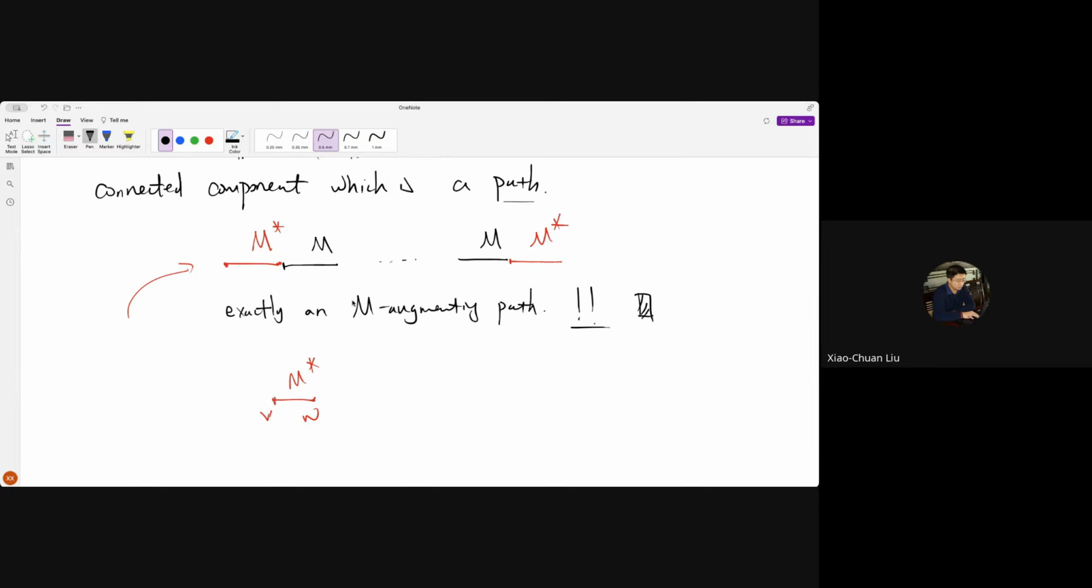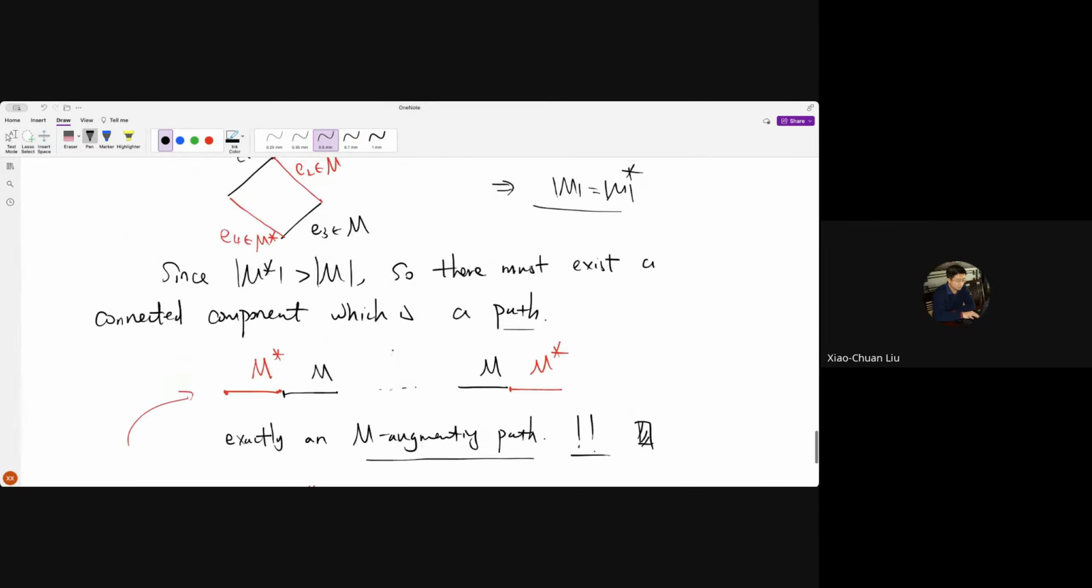So the path length is one, and then I change it. You can call this an M augmenting path because both V and W are not covered by M. Is it okay? But then there will be more edges inside the cluster. No. How to explain this?